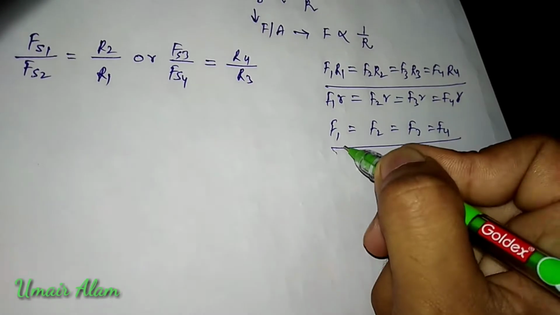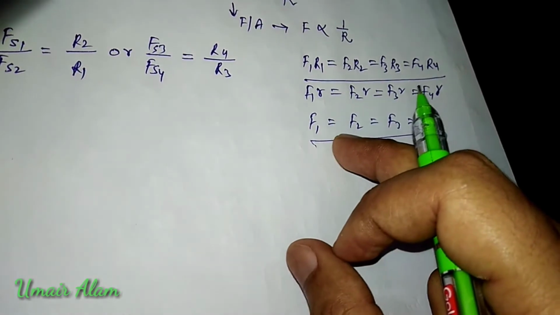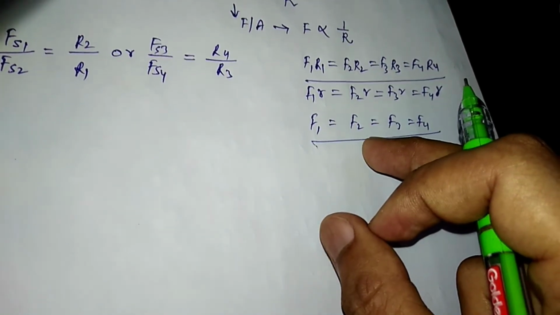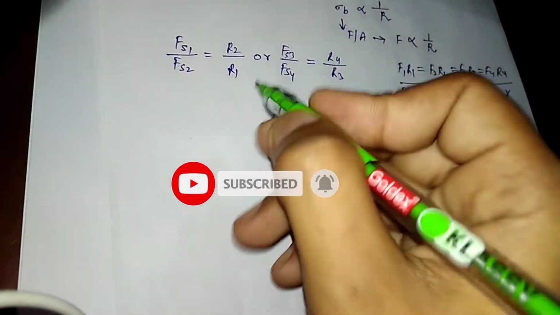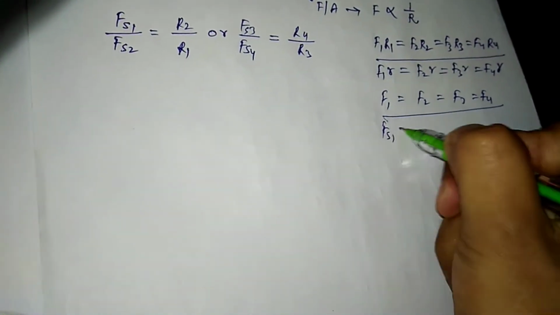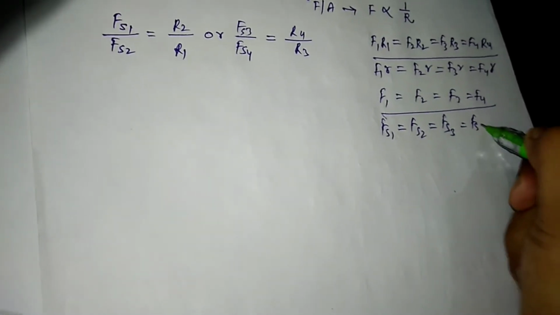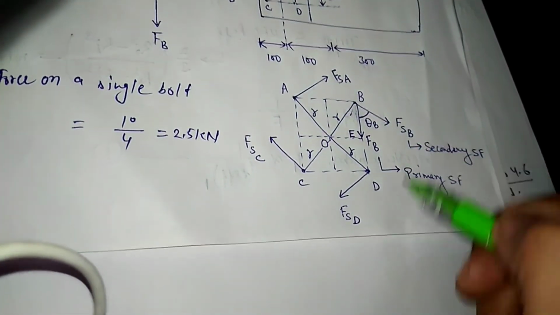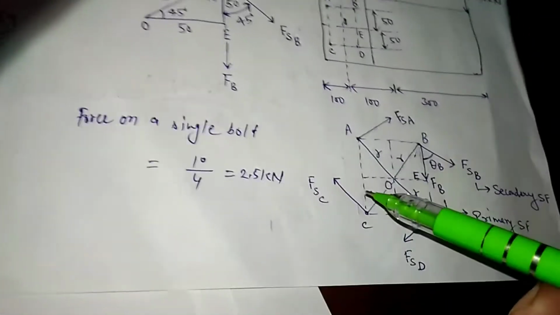So these are secondary forces which are acting on each and every bolt. So secondary forces are equal on each and every bolt. So we can write Fs1 is equal to Fs2 is equal to Fs3 is equal to Fs4. These are FSB, FSD, FSC, FSA. So these all are Fs1, Fs2, Fs3 and Fs4, or you can say FSB, FSD, FSC and FSA.